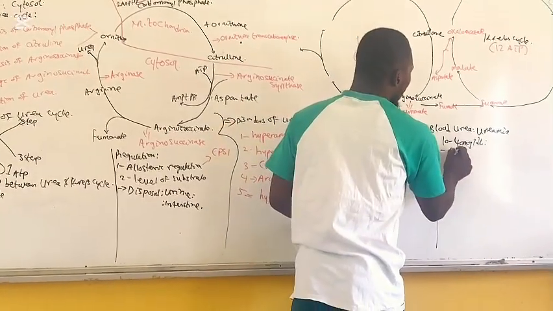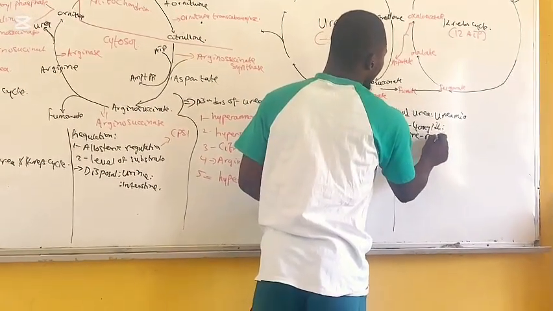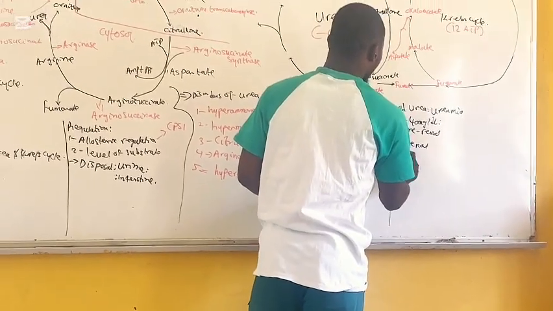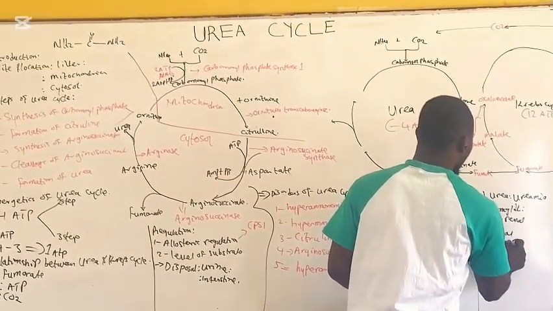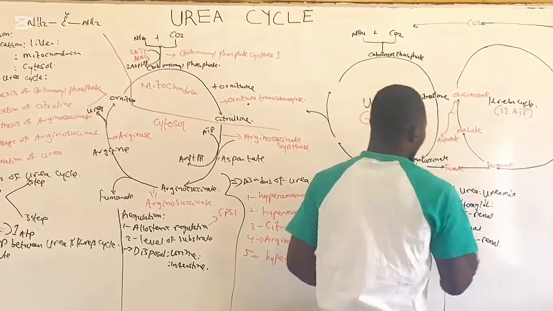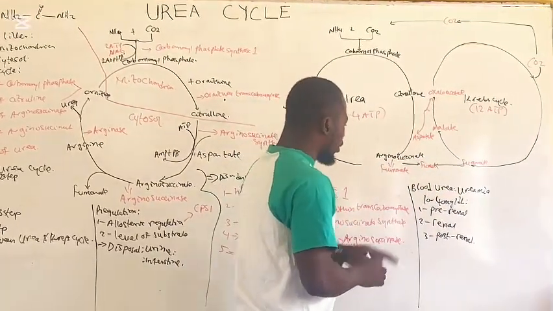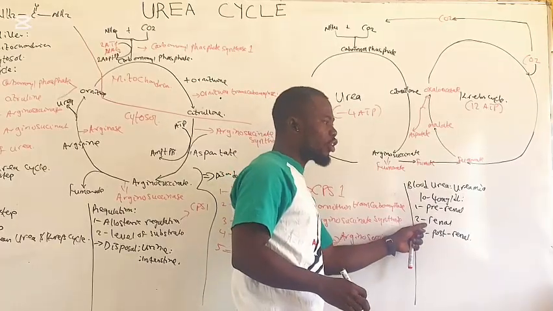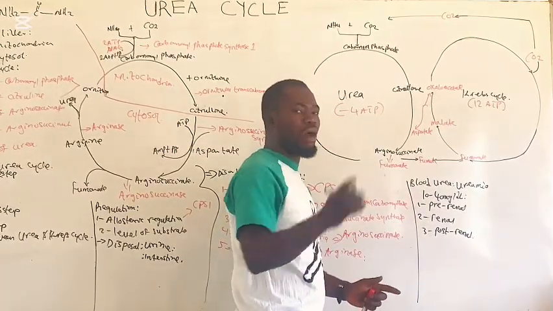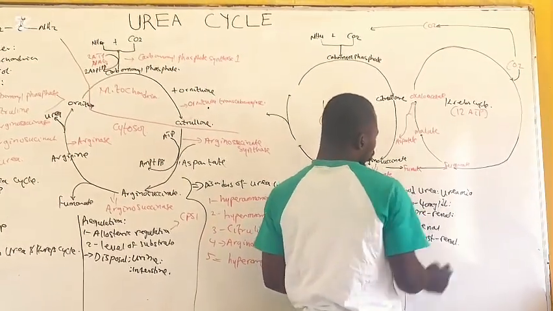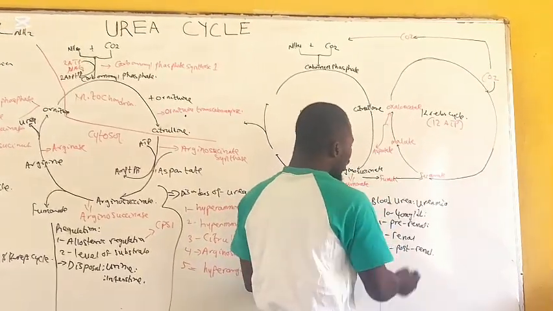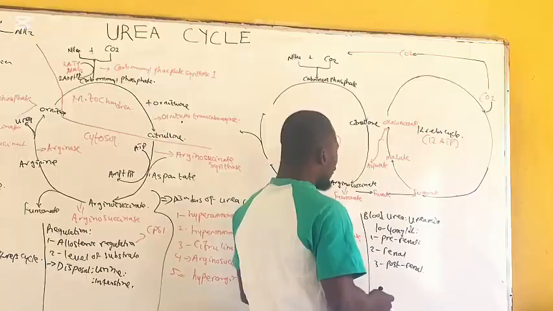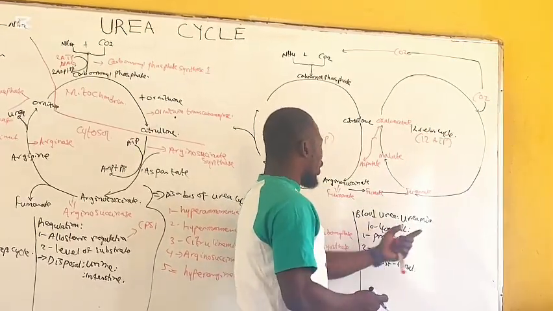There is pre-renal, two, there is renal, and three, there is post-renal. Pre-renal simply means the causes before the kidney. Renal means the kidney causes, and post-renal means after the kidney. The pre-renal is always associated with increase in protein breakdown. If there is an increase in protein breakdown, definitely there will be an increase in blood urea.